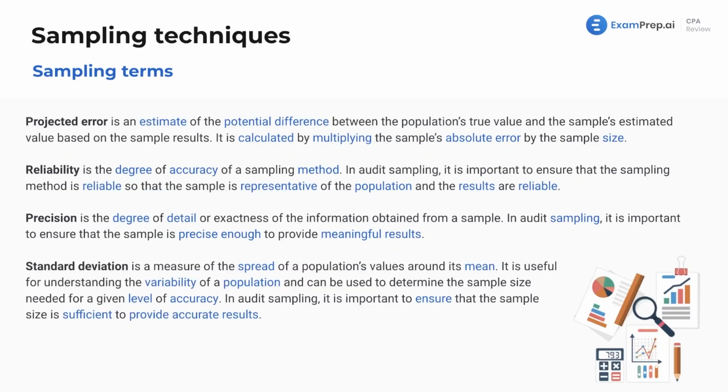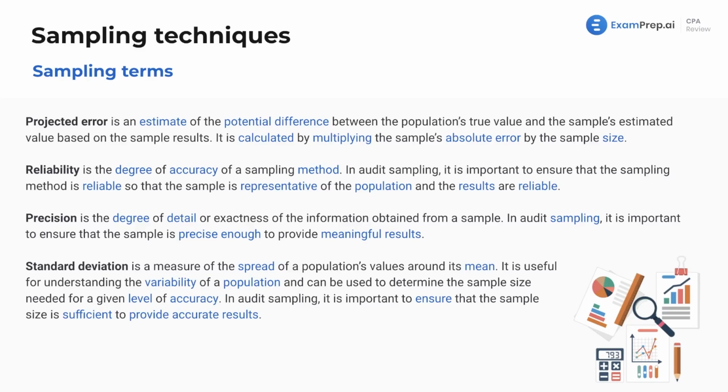Next up, we've got projected error. That's an estimate of the potential difference between the population's true value and the sample's estimated value based on the sample results. We are actually going to see some calculation-based questions throughout this lesson, more so toward the end. This is calculated by multiplying the sample's absolute error by the sample size. We are projecting, now in real life, a lot of firms are going to use templates for this. You're just going to plug a bunch of numbers into a template, and you're not really going to even see the math that happens behind the scenes. This is going to allow you to essentially utilize IT to understand what may be the results of your sampling.